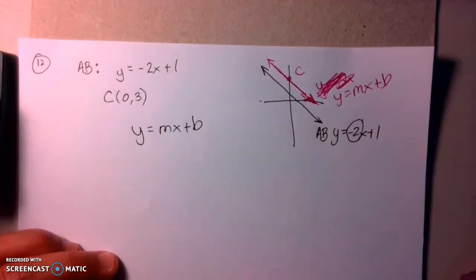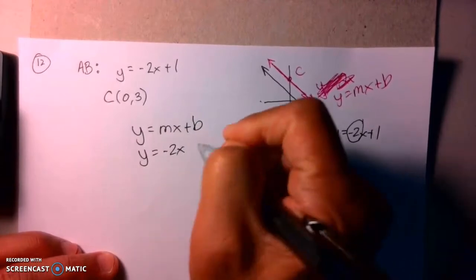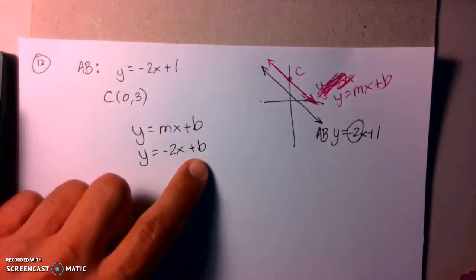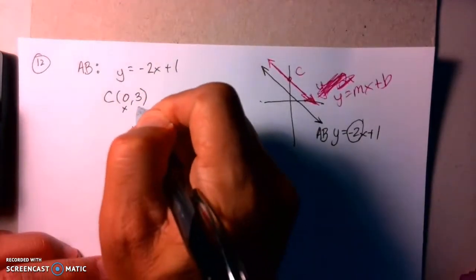This black line, AB, has a slope of -2, so that is going to go right here, -2x plus b. I need to know where it crosses the y-axis. It passes through point C. This is an x value. This is a y value.